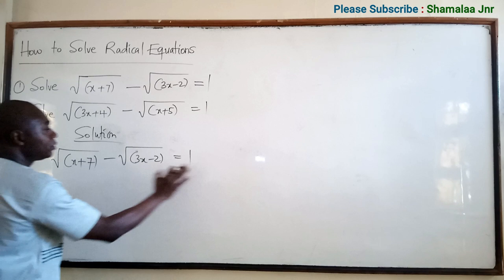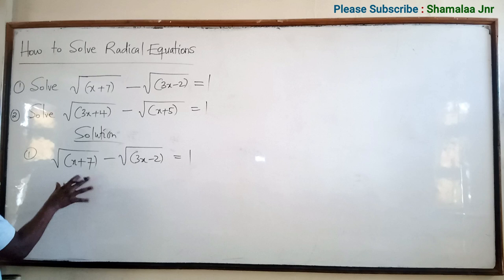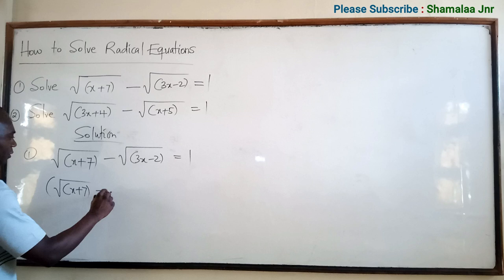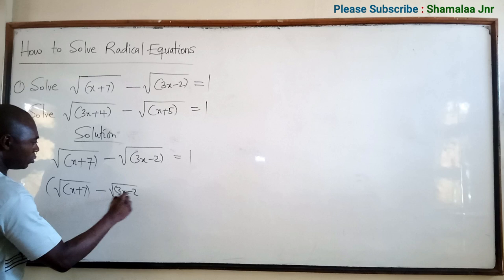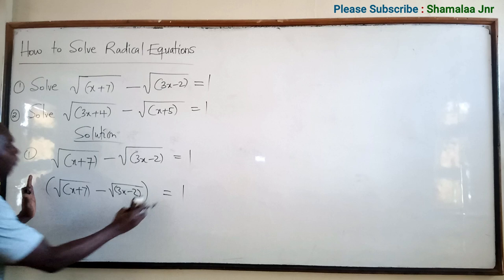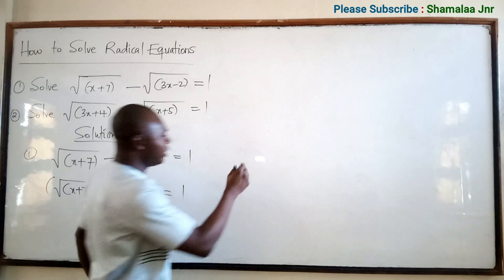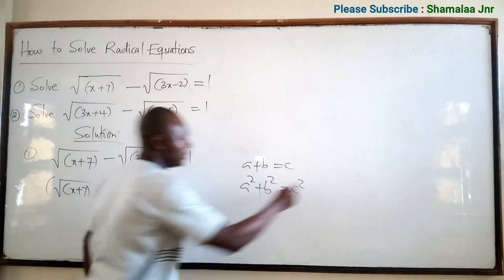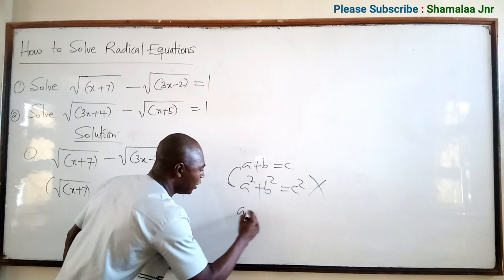We can decide to introduce brackets on the left hand side, and that would be like this: brackets square root of x plus 7 minus square root of 3x minus 2 is equal to 1. Viewers, we want to square both sides, but before we square both sides, we have to ensure that we have one entity on the left and one entity on the right. For example, when you have a plus b equal to c, you can't say that a squared plus b squared is equal to c squared. No, you can't say this. This one is wrong. But you can say that a plus b all squared is equal to c squared. This is true, isn't it?